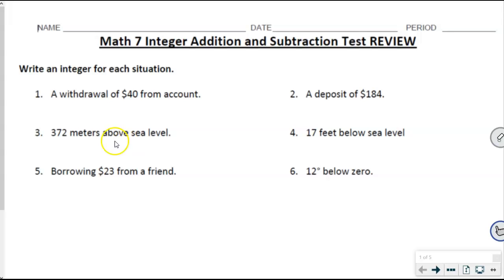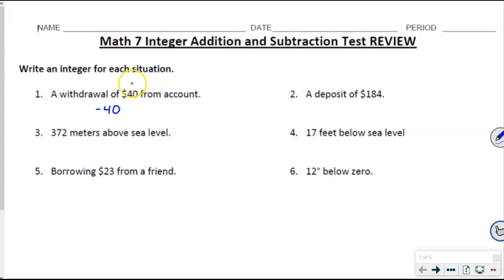So, if it's a withdrawal of $40 from an account, what integer am I going to write to represent a withdrawal of $40? Kale. Negative 40. Why negative? Exactly. I'm taking away from the bank. I am taking money out of the bank. That's what a withdrawal means. And negative shows that we're taking it away.